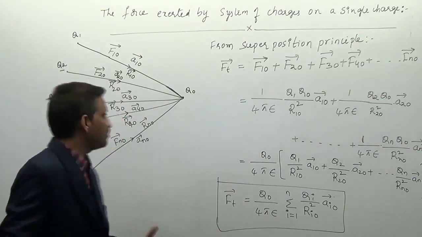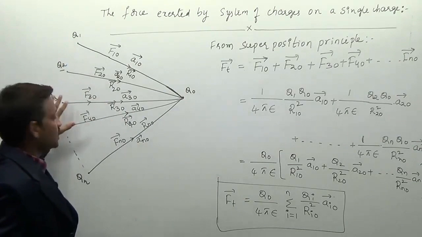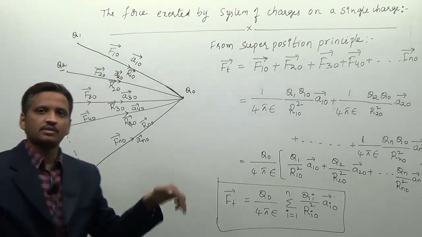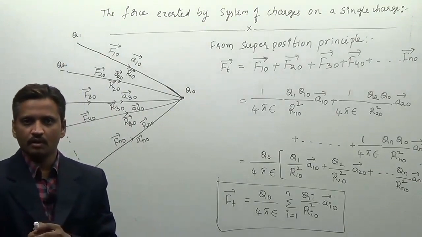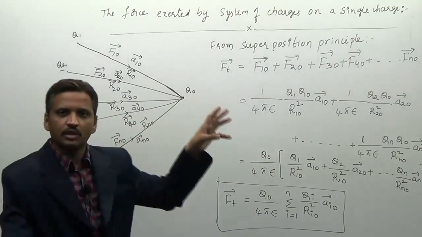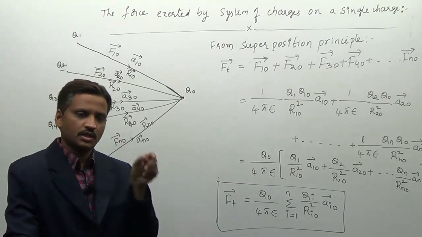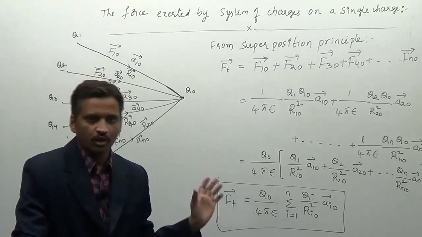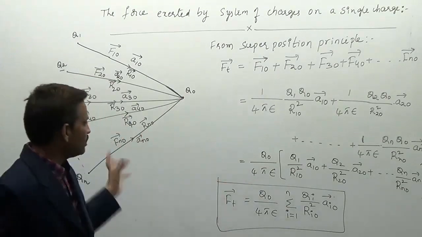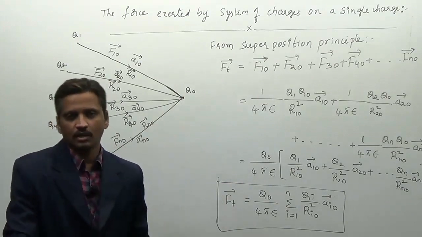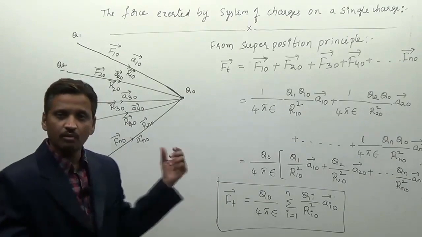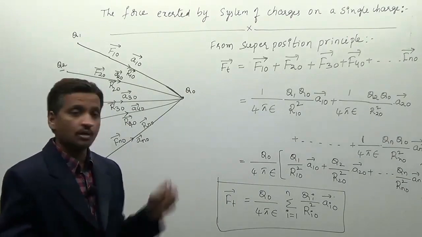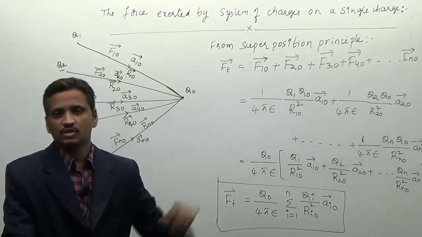Most of your problems will be given like this, with 3-4 charges placed at the corners of a square, a triangle or a rectangle, and you are asked to calculate, by placing a charge at the center or somewhere, the force exerted by all these charges on a single charge under equilibrium conditions and other conditions. Like this we are able to solve problems by using Coulomb's force law.